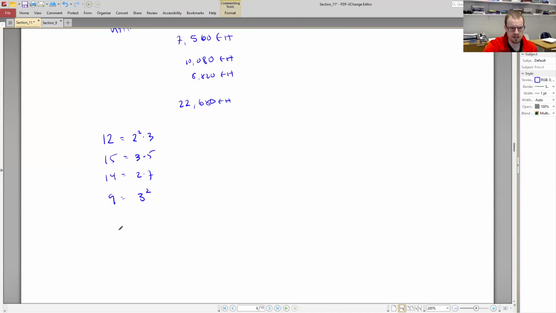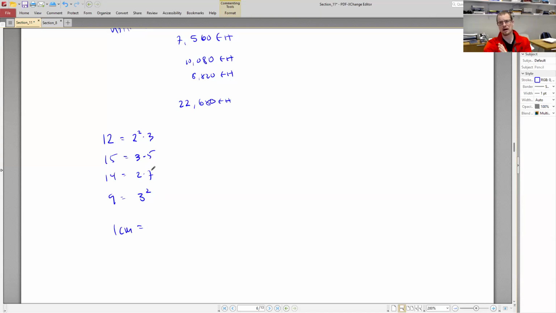So if I'm looking for the least common multiple of these numbers, what I need is the smallest number that contains 2 factors of 2 and a factor of 3 because it needs to be divisible by 12. I need the smallest number that contains 1 factor of 3 and 1 factor of 5 because it needs to be divisible by 15. Do I need 2 factors of 3? Oh, yes, I do because of the 9. But do I need 1, 2, 3, 4 factors of 3? Absolutely not, right? If I have 2 factors of 3, then it's certainly divisible by 12. That number is certainly divisible by 15, and then it's certainly divisible by 9.